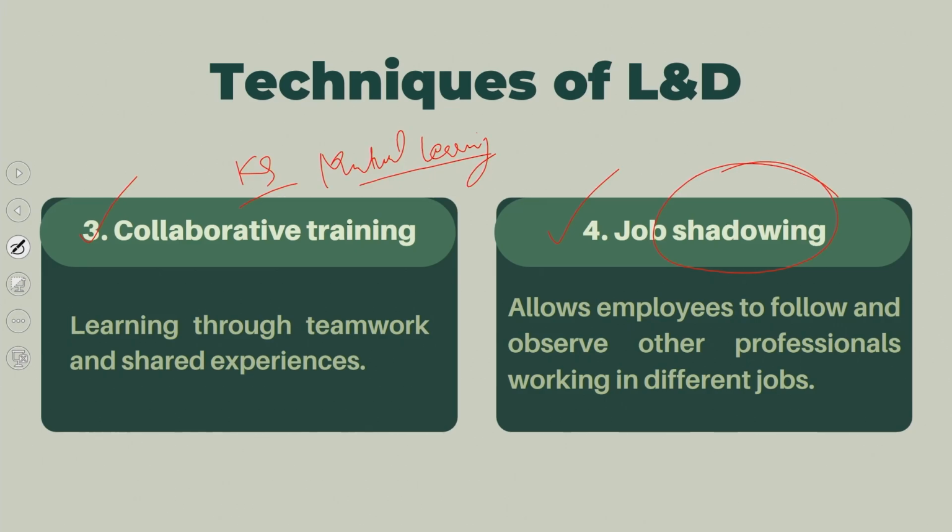Job shadowing allows employees to follow and observe other professionals working in different job functions to gain insight into their work area. It is also implemented to allow less experienced individuals to work alongside experienced professionals to sharpen the skills from those who have already mastered them. So job shadowing is ideal for career development. It is ideal for leadership training. It is ideal for role transitions.